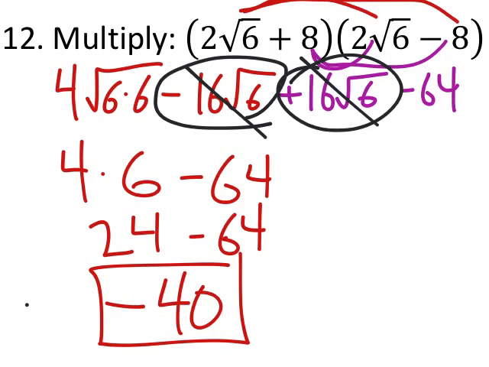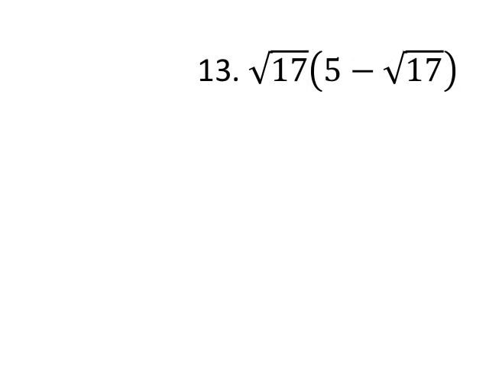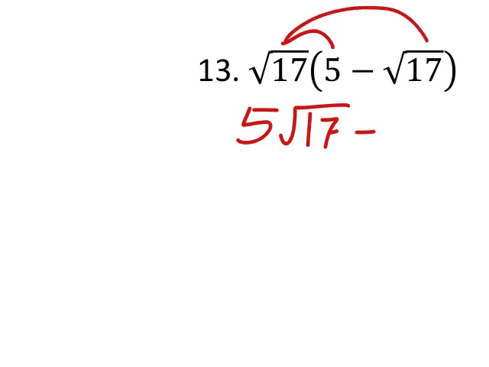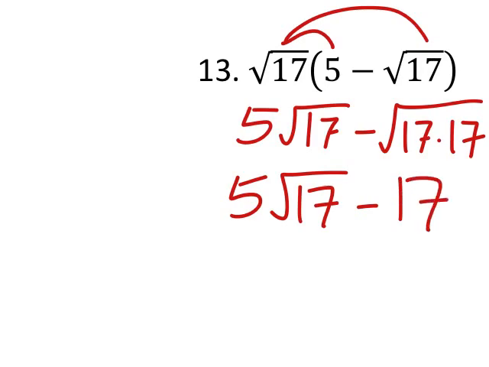Alright, on number 13, we're just going to distribute this square root of 17. So square root of 17 times 5 is 5 square root of 17 minus square root of 17 times the square root of 17. I'll go and write this out, though some of you may know what that is already. So 5 times the square root of 17, we don't know what that is. It's irrational. Don't worry about it. Square root of 17 times the square root of 17 is just 17, and we're done.